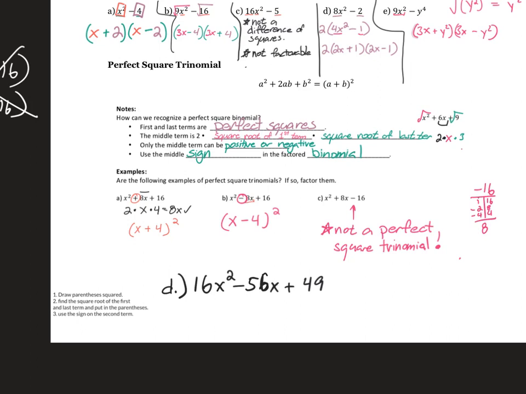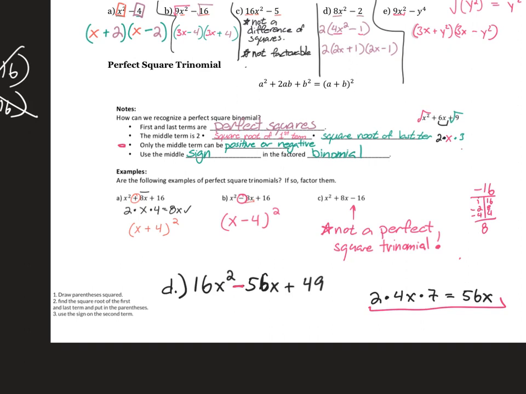We still need to check, does the middle term equal 2 times the square root of the first term, 4x, times the square root of the last term? Well, 4 times 7 is 28, times 2 is 56x. It does. It's true that there's a negative there, right? But that doesn't matter over here when we're checking. That only matters when we're checking this step here, that only the middle term can be positive or negative, right? So looking back at our trinomial, only the middle term is negative. The last term is positive. So I have confirmed that this is a perfect square trinomial.